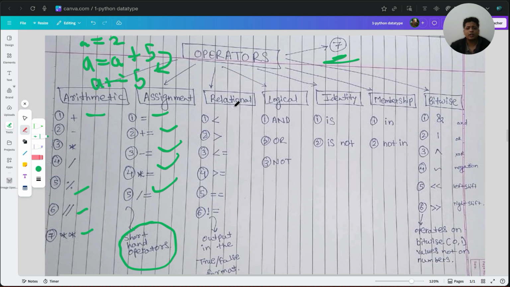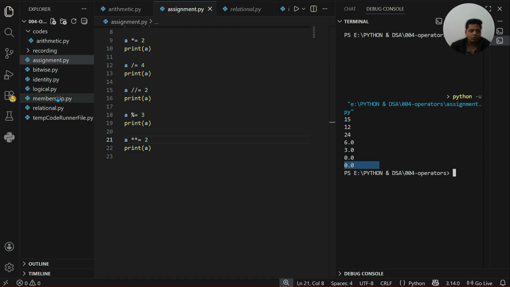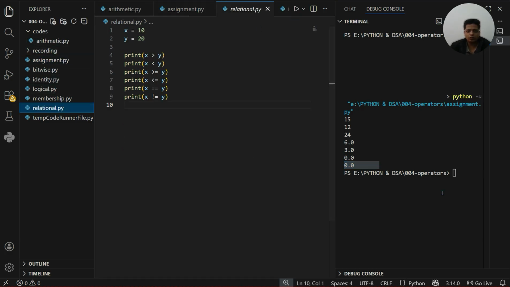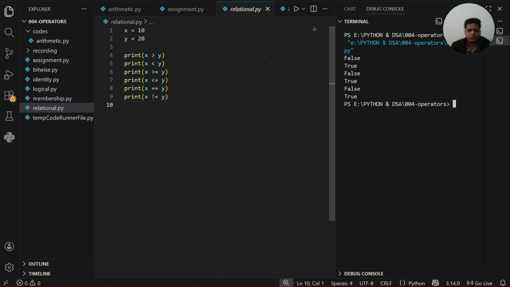Now the third one is the relational operator. In relational operators, we have 6 operators: less than, greater than, less than equals to, greater than equals to, equal to, and not equal to. The output is in true or false format. It will compare the values and print the output in the form of true and false. Let's run this program. See over here, all the outputs are in the form of true and false.